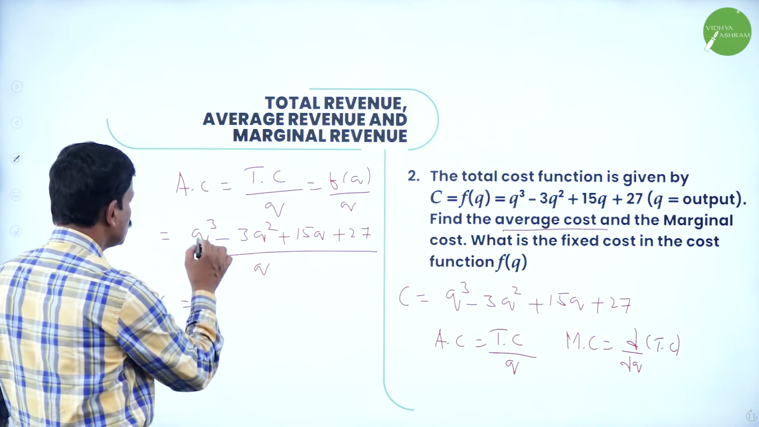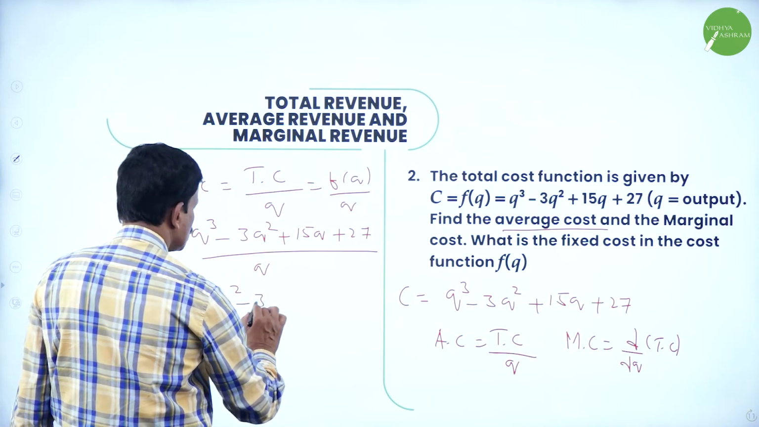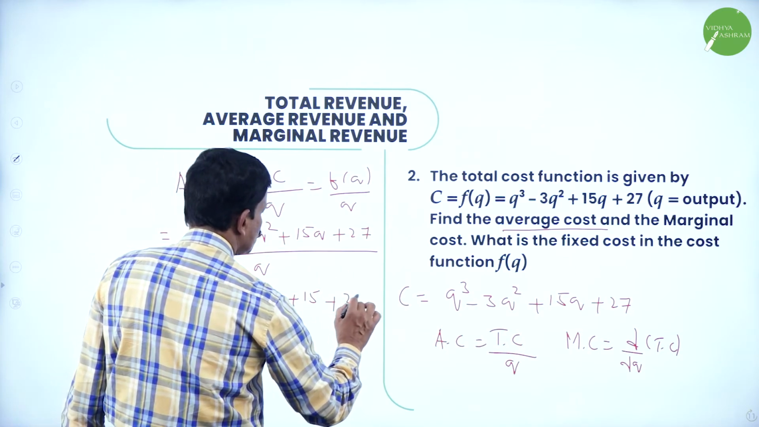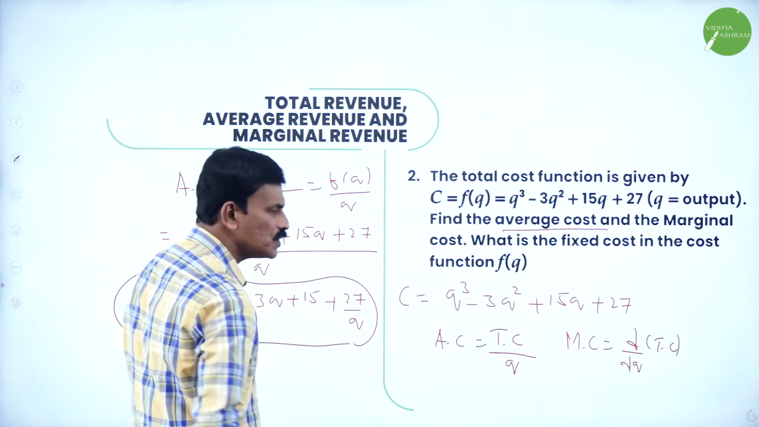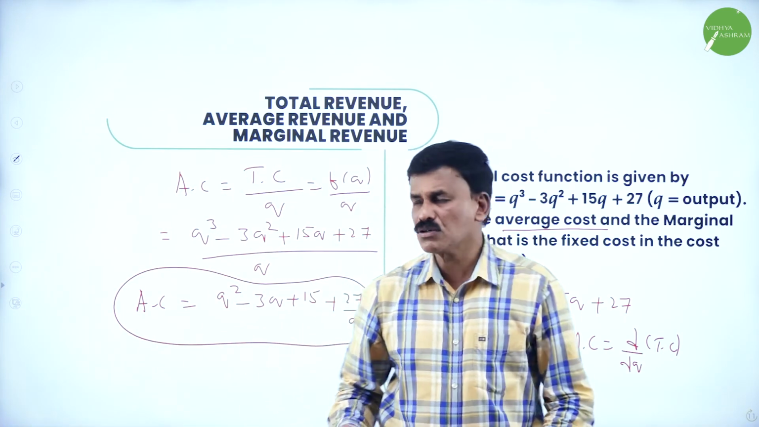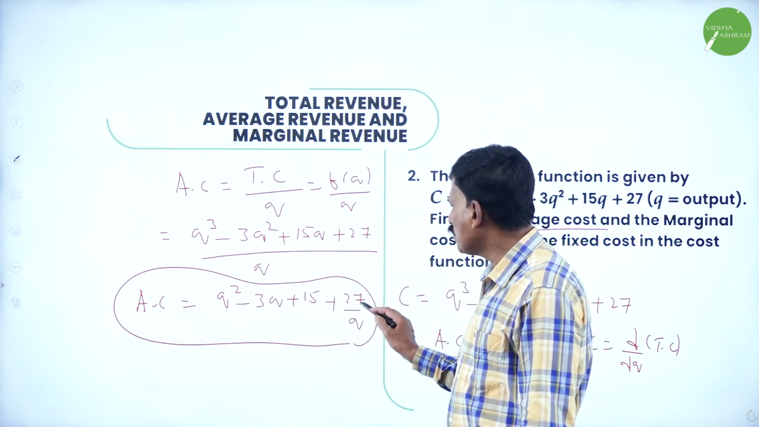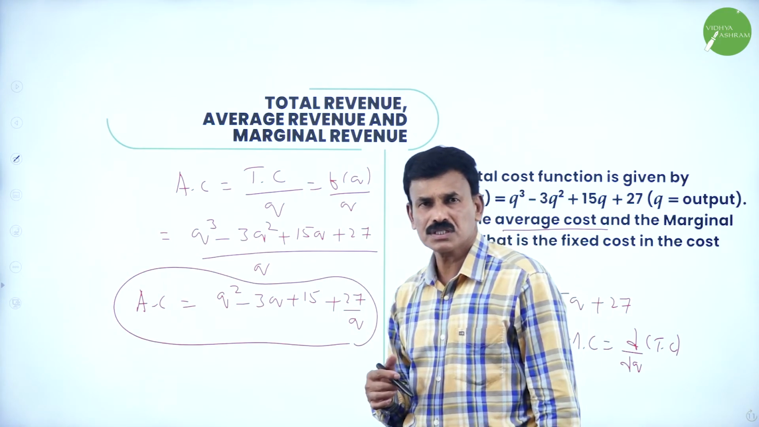Term by term division: Q cube by Q is Q square, 3Q square by Q is 3Q, Q gets cancelled, 15Q by Q gets cancelled to 15, and 27 divided by Q. So this is the expression for the average cost. Average cost is equal to Q square minus 3Q plus 15 plus 27 divided by Q. That's it.